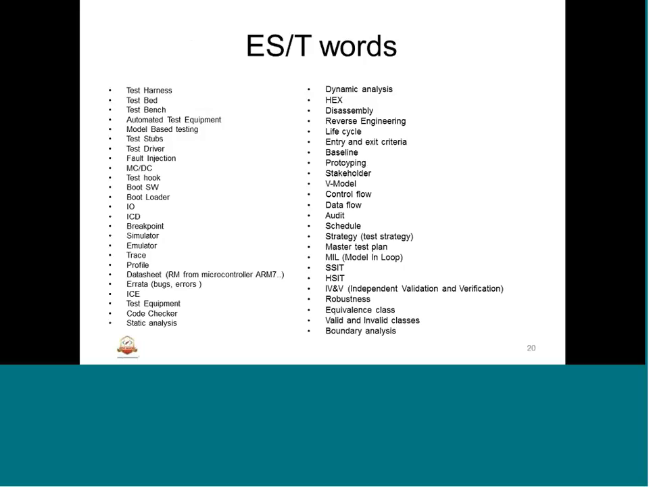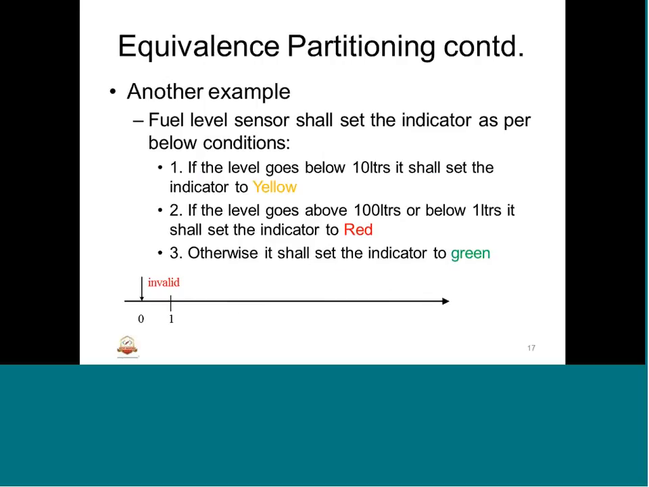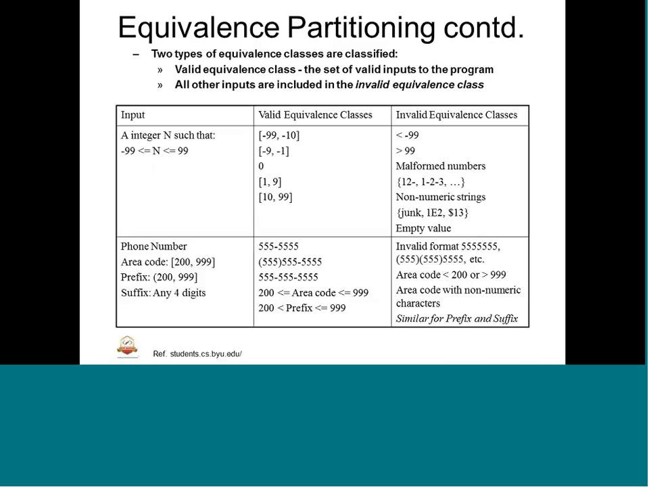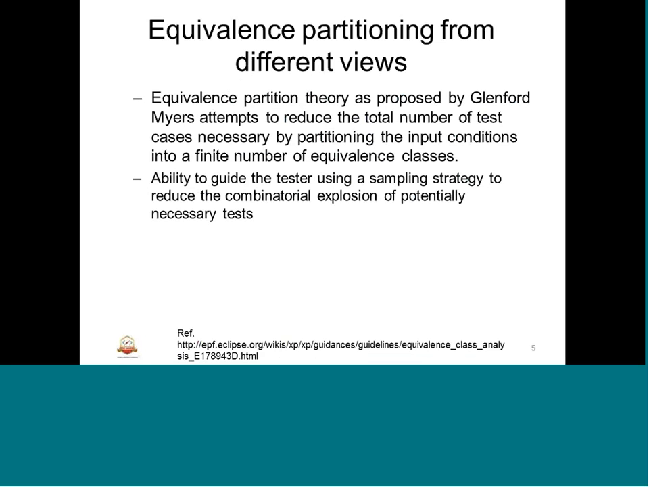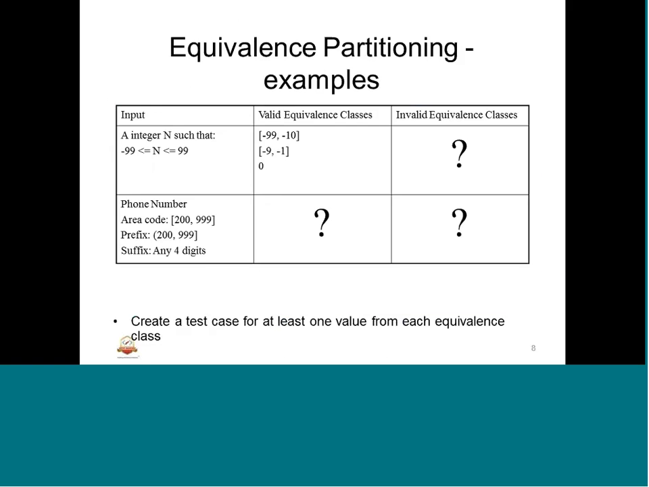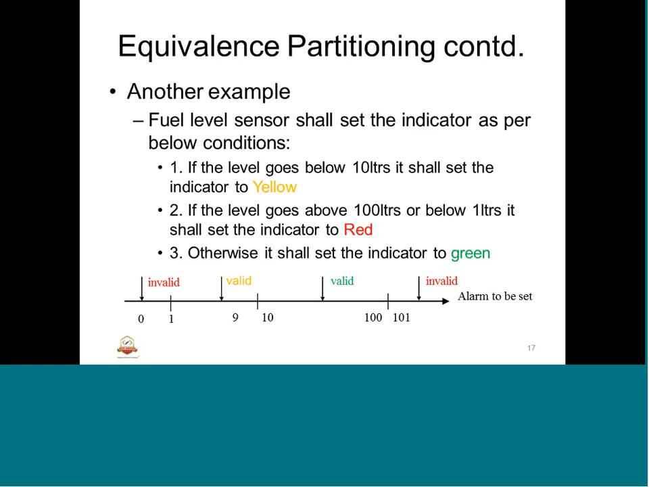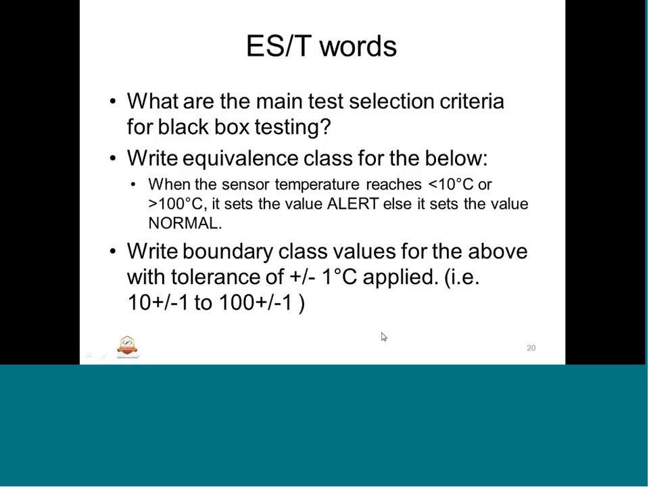So at the end of the class, as we do, we have added more words. Did I miss any embedded software testing words? Let me see if I have missed anything. We can list it out. Okay, I think we have everything. So in addition to what we had, IV and V, robustness, equivalence classes, we have today valid and invalid classes. Of course boundary analysis, boundary value analysis, we do in the next class.